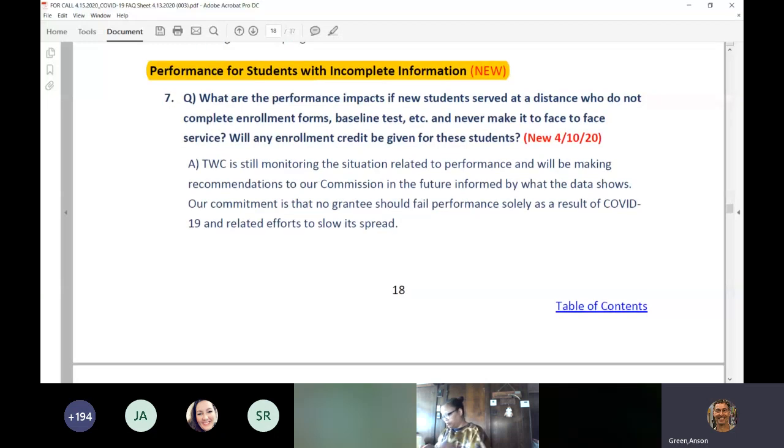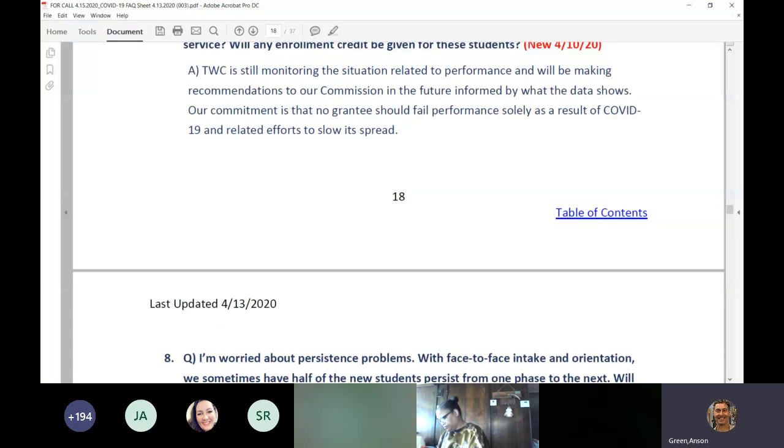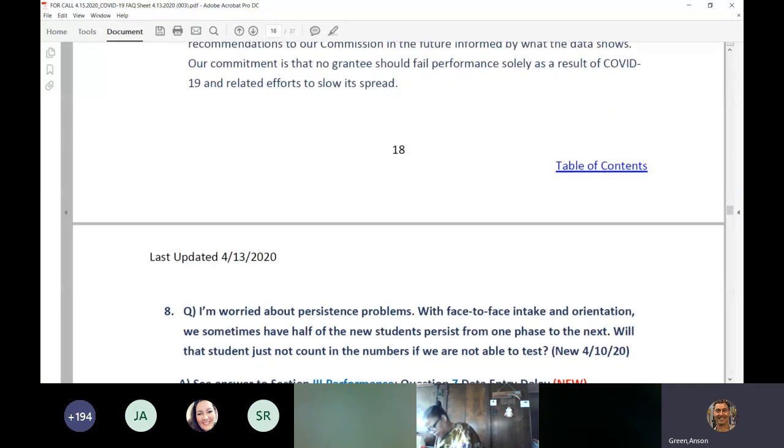Another question was on incomplete information, and I kind of referenced this earlier in terms of students come in, then they disappear. So the question was, what are performance impacts if a student served at a distance does not complete the enrollment form or baseline test, and never makes it to face-to-face services? We're saying we're still monitoring the situation, and we'll recommend to the commission how we'll deal with those types of students, whether we can actually ever count them towards anything.